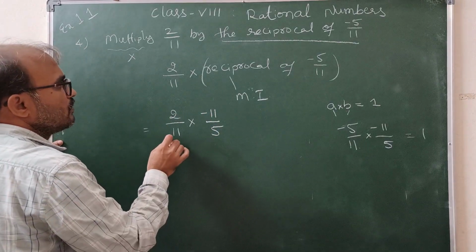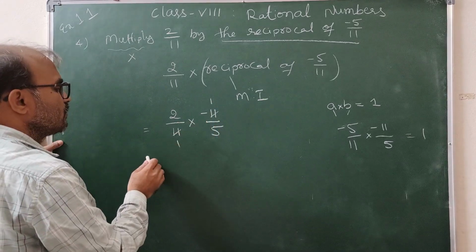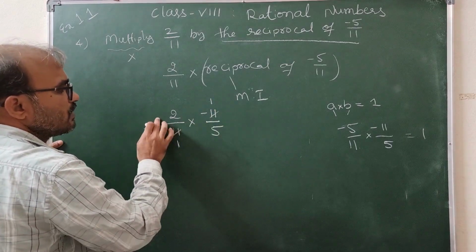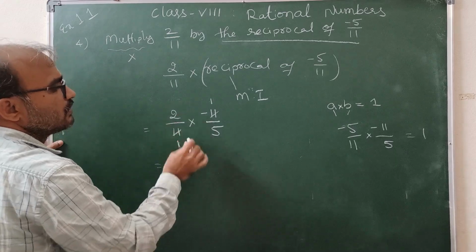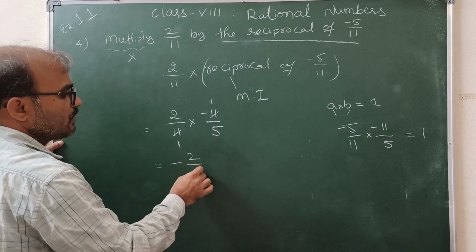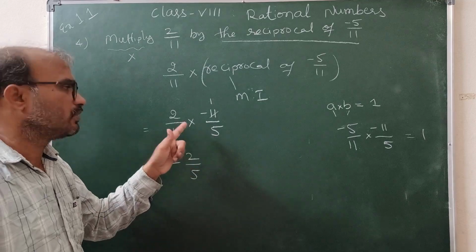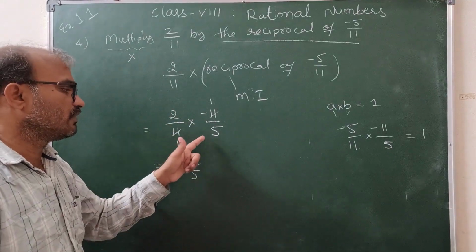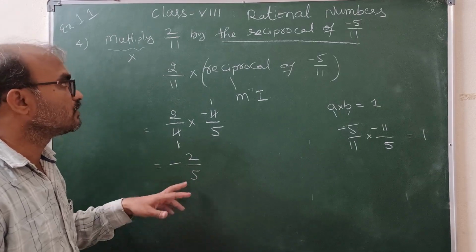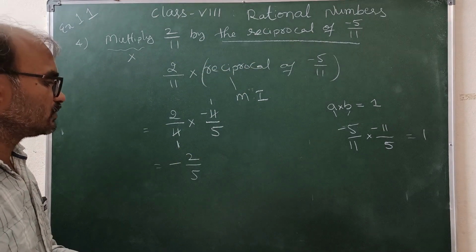Now 11 gets cancelled. It means 11 ones. The common factor is 11 here. So here minus is there, plus into minus is minus. 2 into 1 is 2, 1 into 5 is 5 in the denominator. How do you multiply fractions? Numerator into numerator, denominator into denominator. So 2 into 1 is 2, 1 into 5 is 5. So the answer is minus 2 by 5. That is the product of 2 by 11 and the reciprocal of minus 5 by 11.